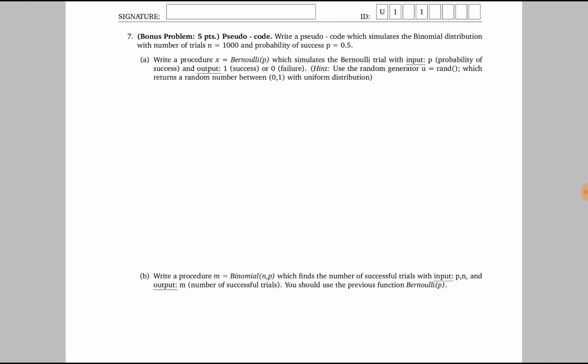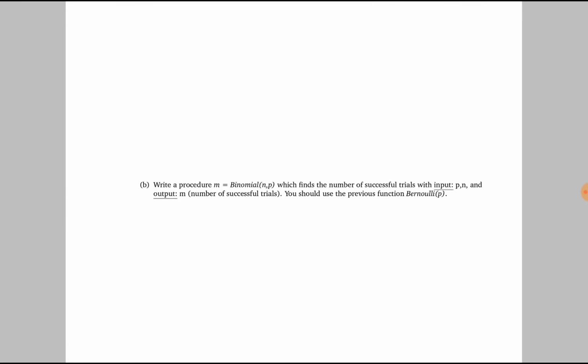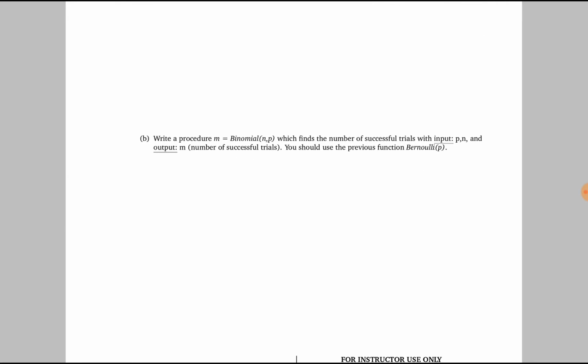And the problem number 7 is a bonus problem. In this problem, students are required to write the pseudocode of two functions. The first function is the Bernoulli trial. It should give me 1 or 0, depending on randomness. And the second is that the students need to write a pseudocode of the binomial distribution simulation. So let's go through all the problems one by one.